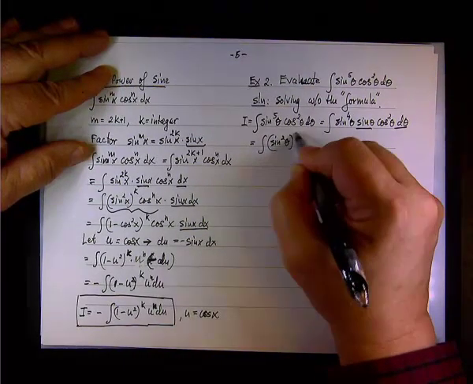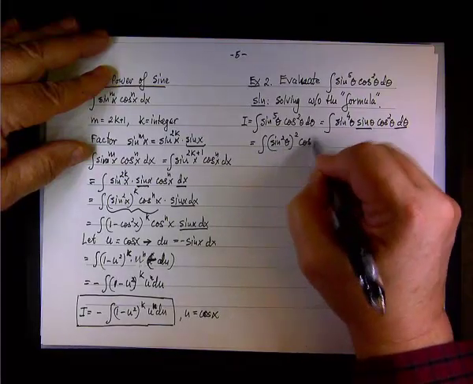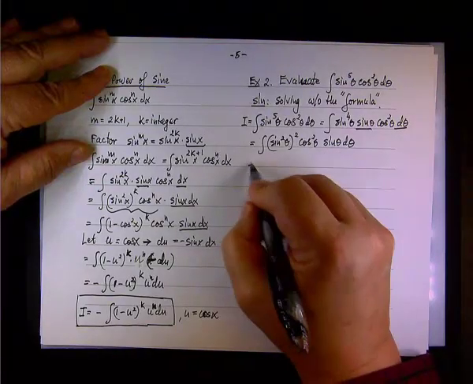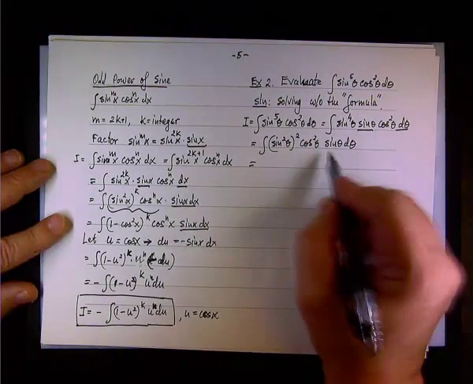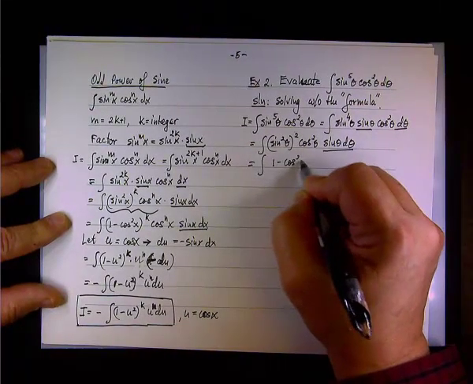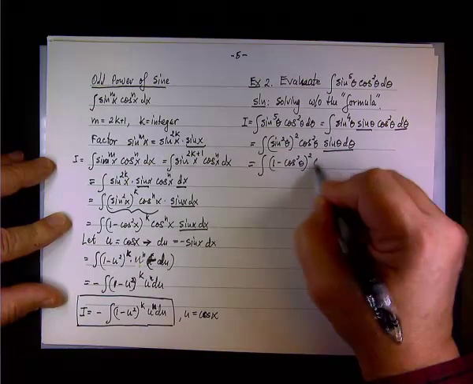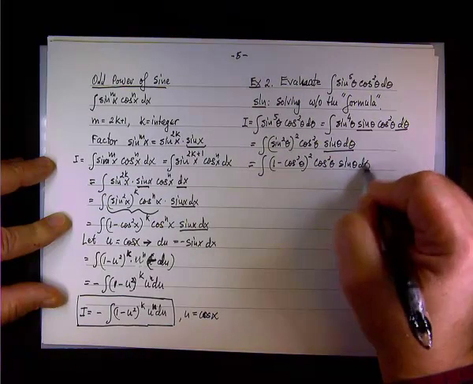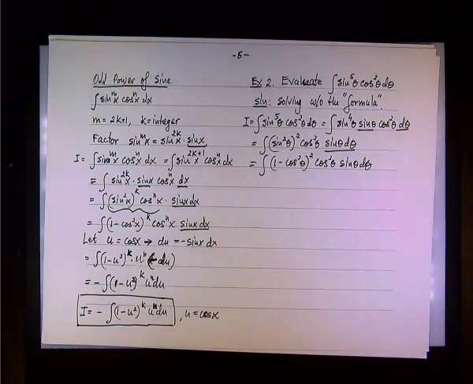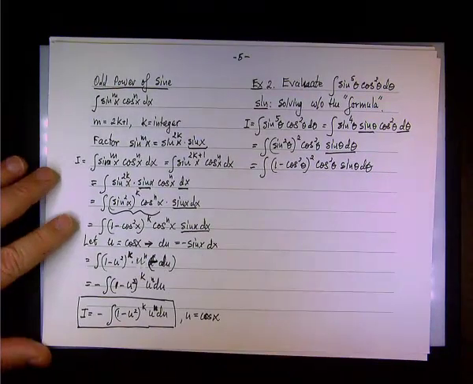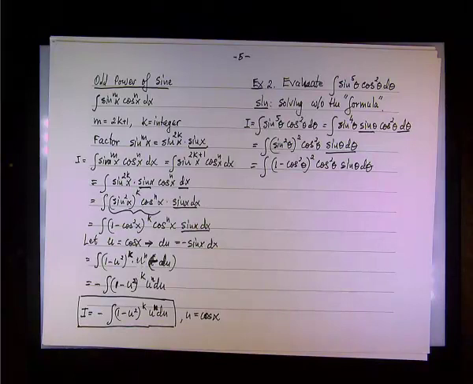Okay, again, this is the goal, to combine these two together. So sine to the 4th is sine squared squared, like so. And because I have sine theta d theta, I want everything in terms of the cosine, so I'll have 1 minus cosine squared, squared, times cosine squared, sine theta d theta. And now I'm ready to do the u substitution.